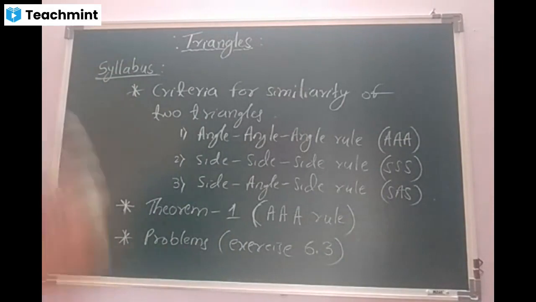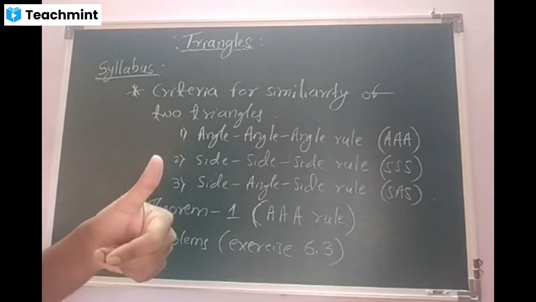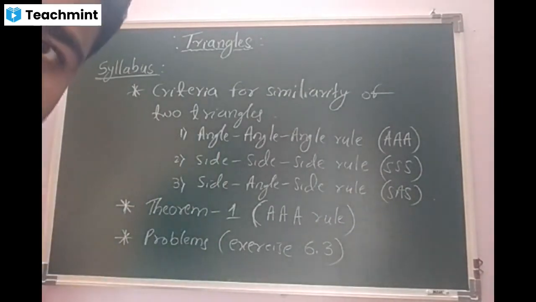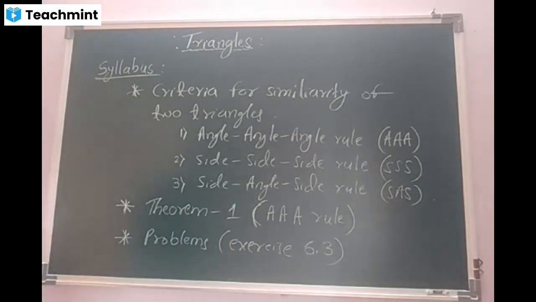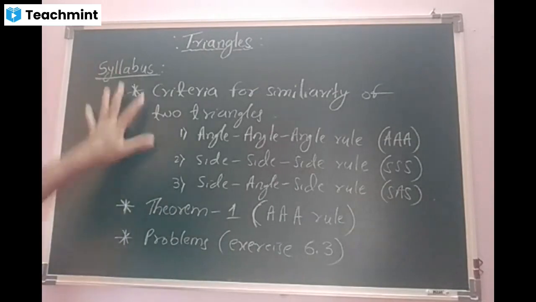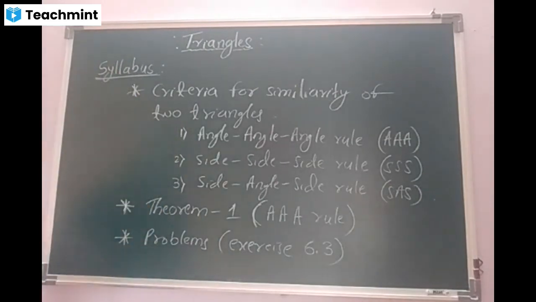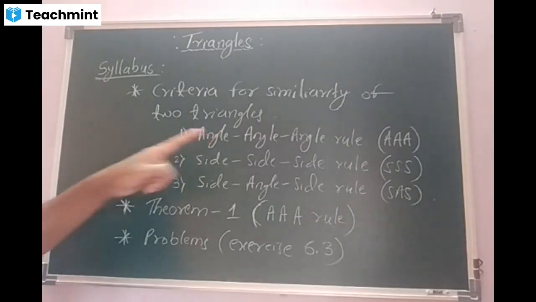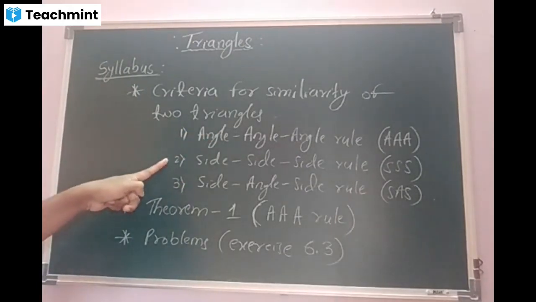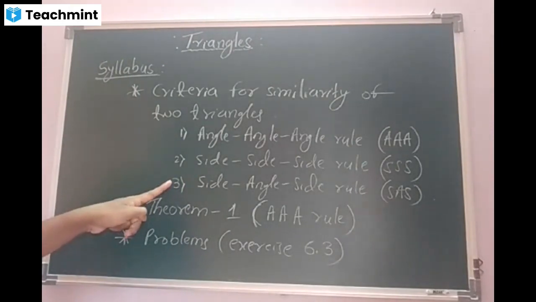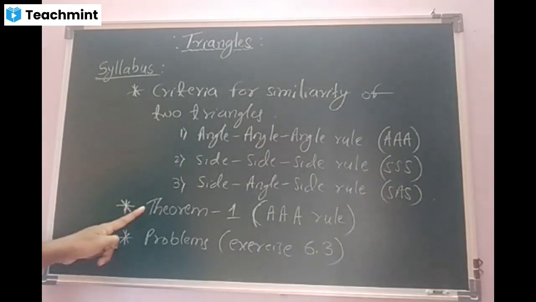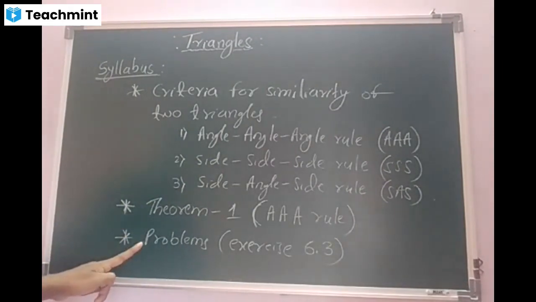Beta Spurti Hiremat, can you hear me? Spurti. Okay, Spurti Patil, can you hear me? Yes, sir. Beta, read out the things quick from here. Criteria for similarity of two triangles. First one, angle, angle, angle rule. AAA. Second one, side, side, side rule. SSS. Third one, side, angle, side rule. SAS. Theorem 1, AAA rule. Problems exercise 6.3. Very good.